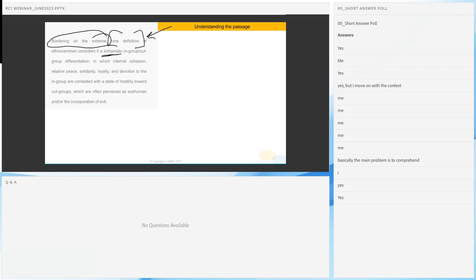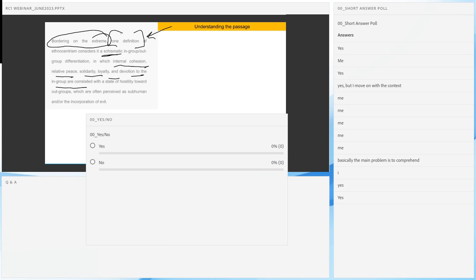Okay. So bordering on the extreme, there's one definition that considers it some sort of differentiation. What kind of differentiation? One in which there is internal cohesion, relative peace, solidarity, loyalty, and devotion to the in-group. I'm going to put in another yes-or-no poll. How many of you really tried to understand the nuts and bolts of these things? Internal cohesion, relative peace, solidarity, loyalty, and devotion to the in-group. Just yes or no. What does this mean in the context of what we are talking about?